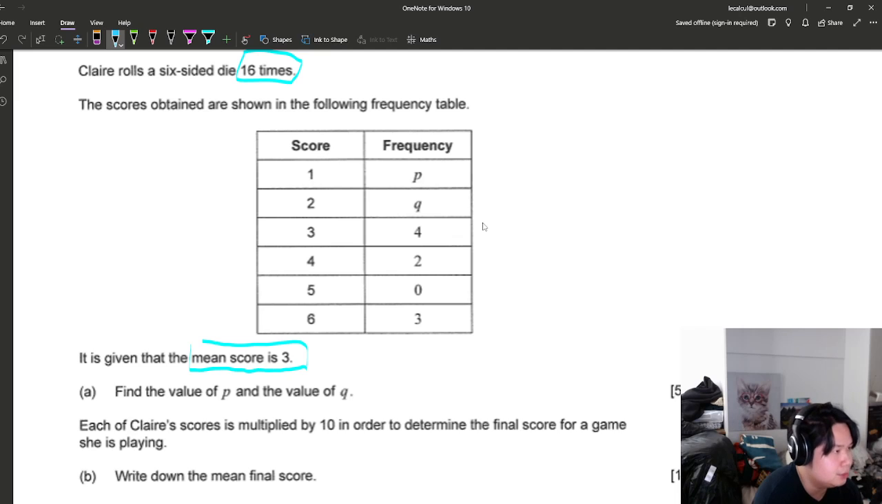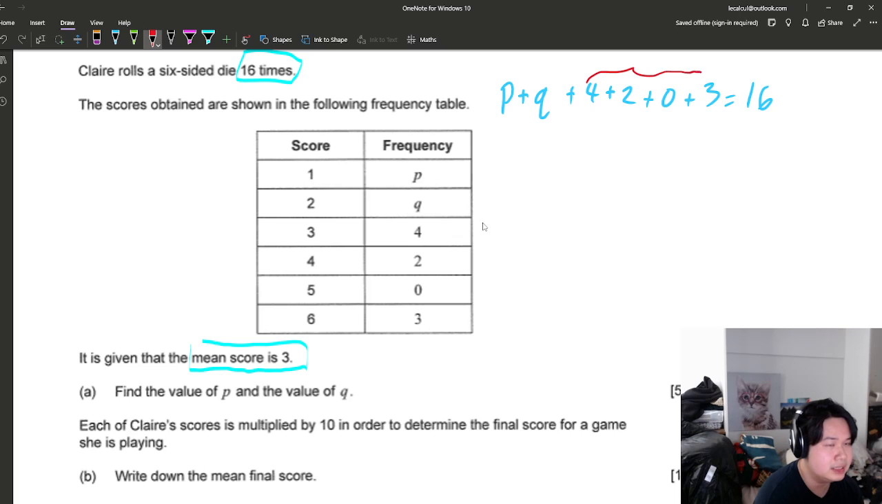First off, you know that you rolled 16 times. So if you added up all the frequencies, then there should be 16 numbers. Okay, so let's see. This is 9, right? And then I'm just going to subtract it to the other side. So we got P plus Q equals 7.